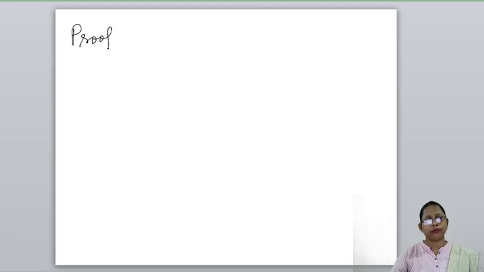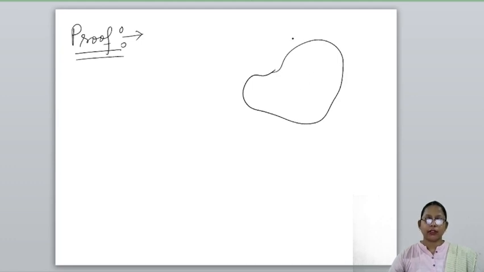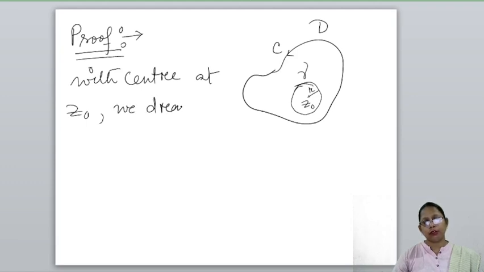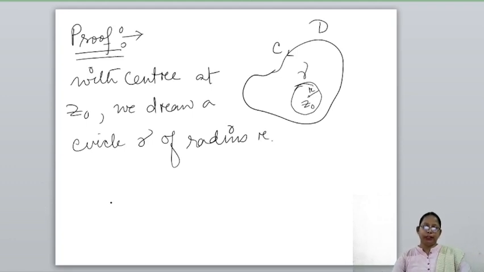Proof. First, draw this figure. This is our domain D and the curve C, and z naught is any point inside D. With z naught as the center, we draw a circle gamma of radius r, where r is any arbitrary number.